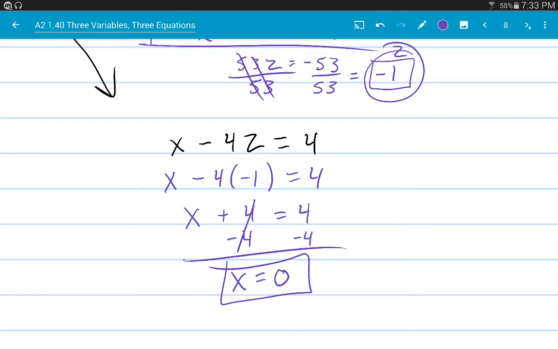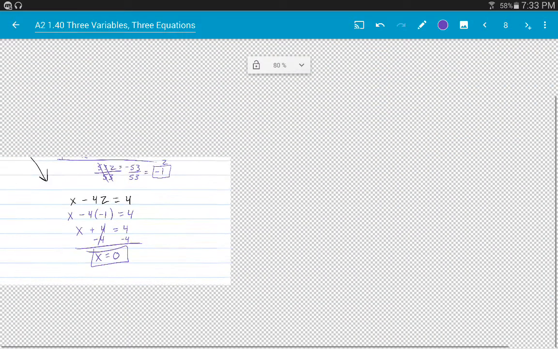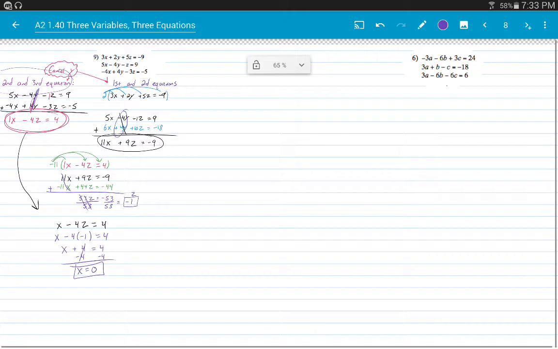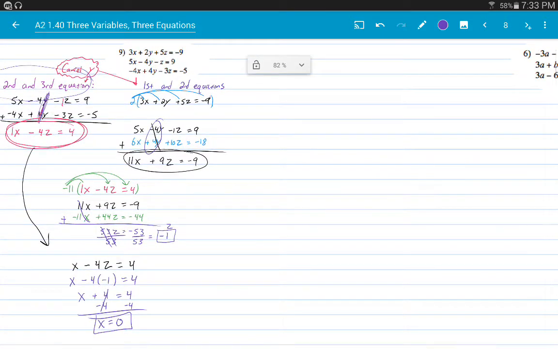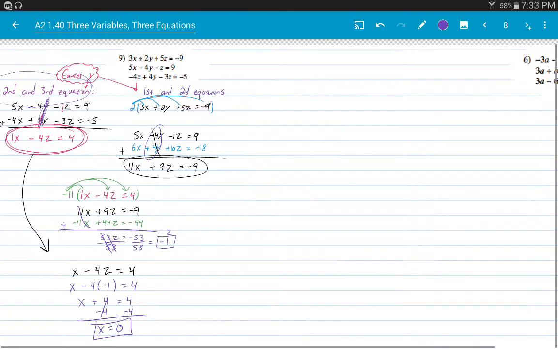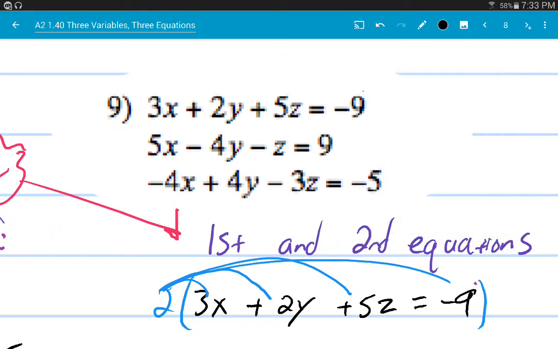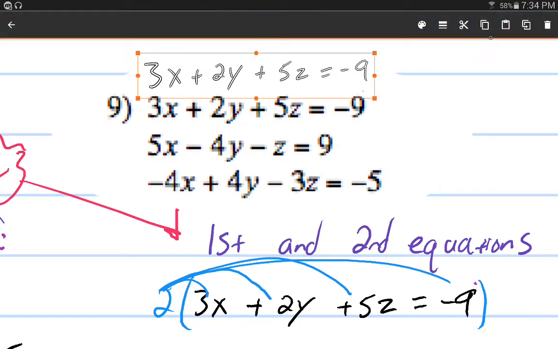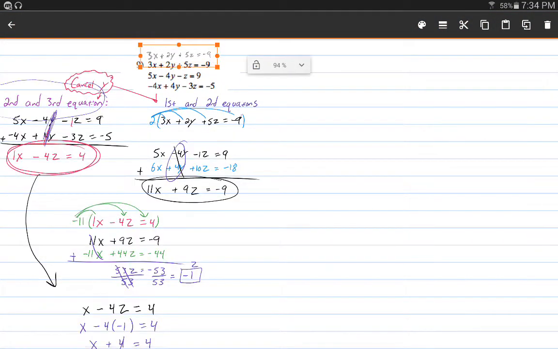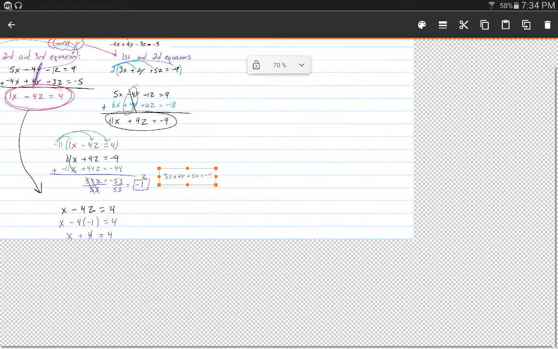So now I've got z, and I've got x. I'm going to take an equation from the very top. So let's see which one I want to pick. It doesn't matter which I choose. I'll just pick the top one. I'll rewrite it and then I'll drag it down. The top one is 3x plus 2y plus 5z equals negative 9. Pull that down to the bottom. I want to use that equation.